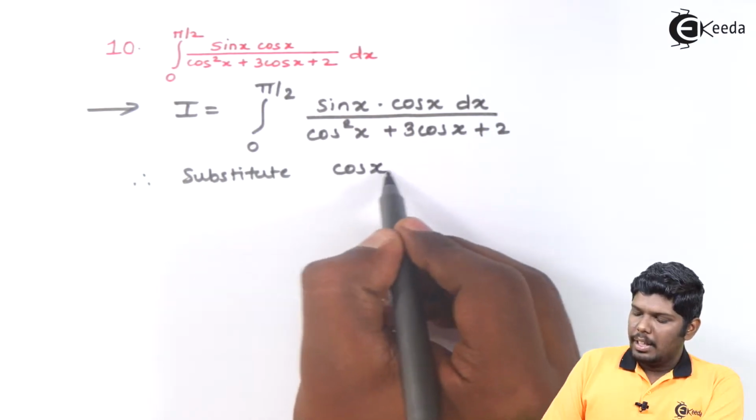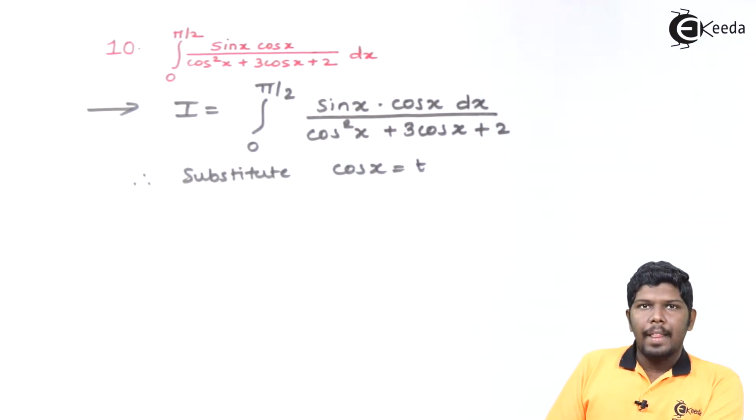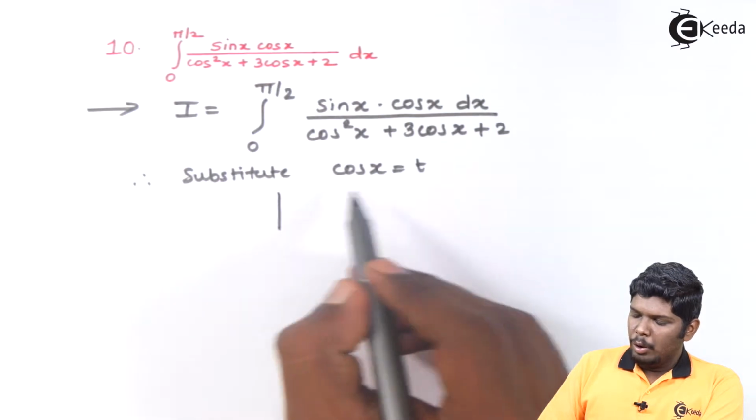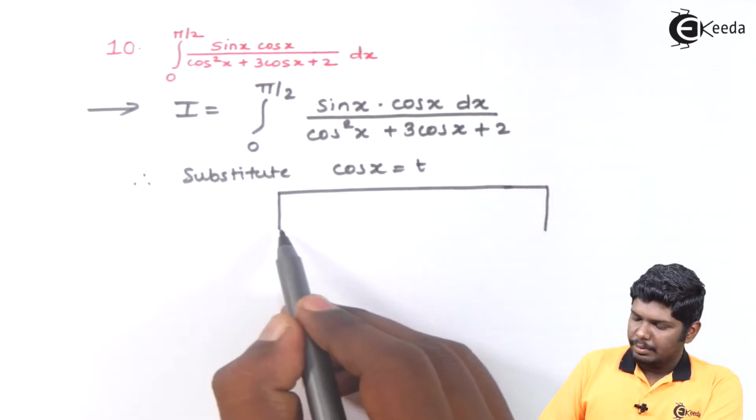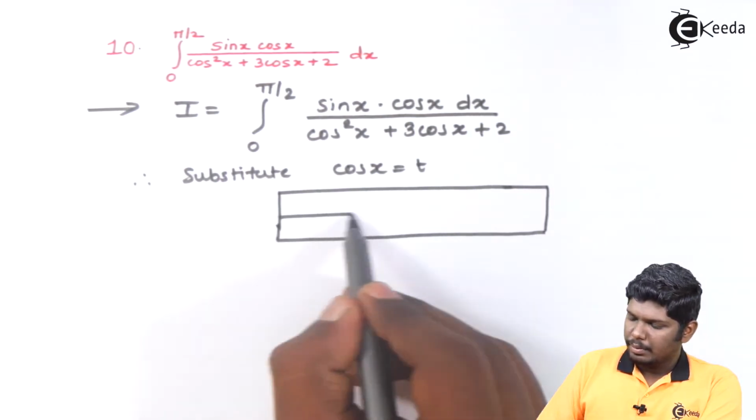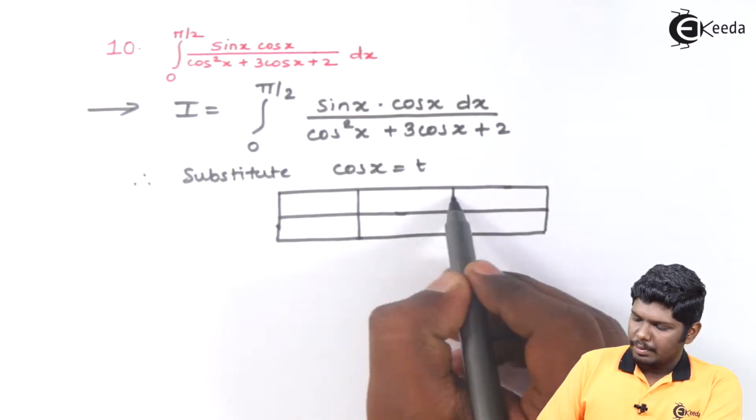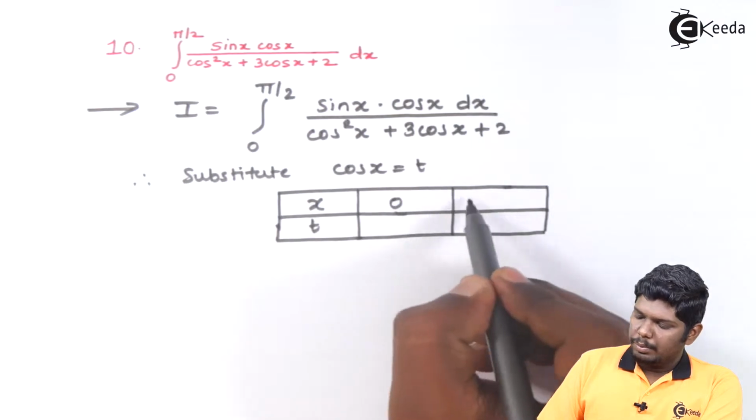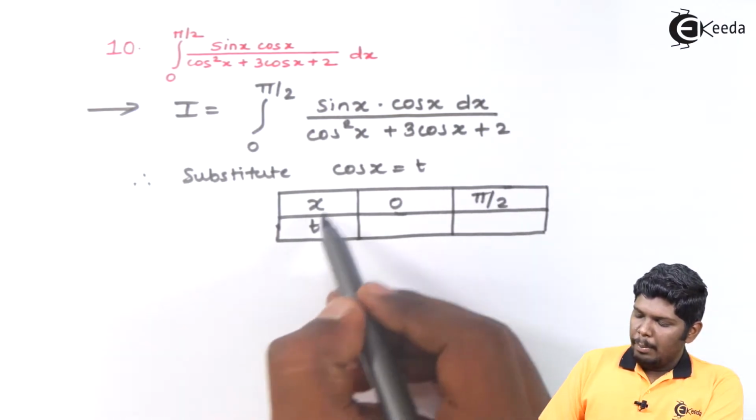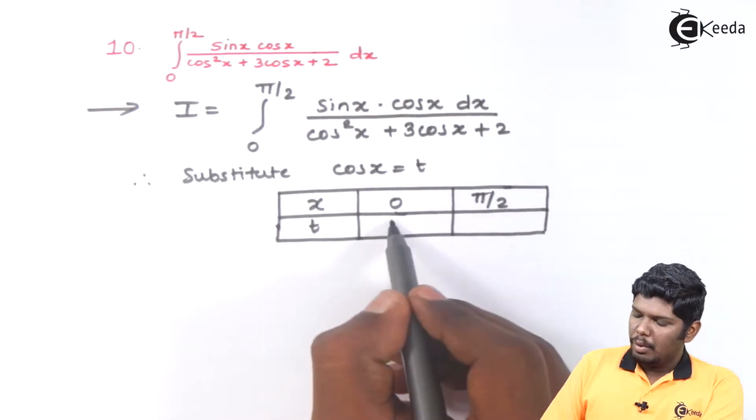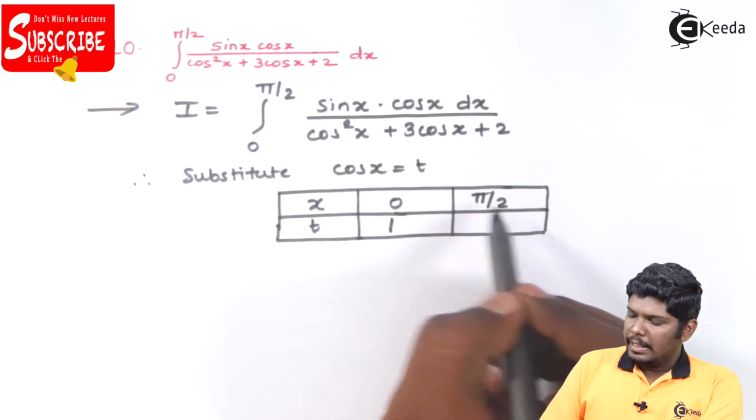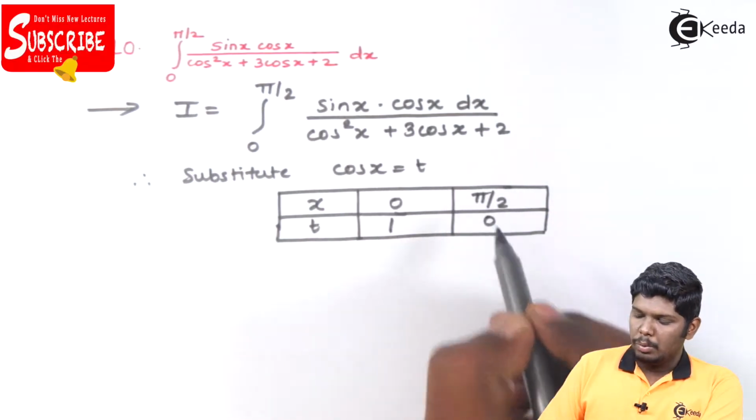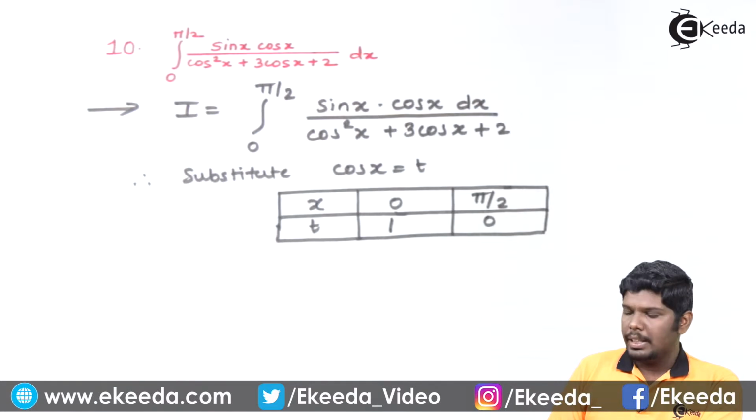So let us substitute cos x is equal to t, and first find the new limits. The previous limits of x are 0 and pi by 2. If I put x as 0, cos 0 will be 1, and if I put x as pi by 2, cos pi by 2 will be 0. Therefore the new limits are 1 and 0.